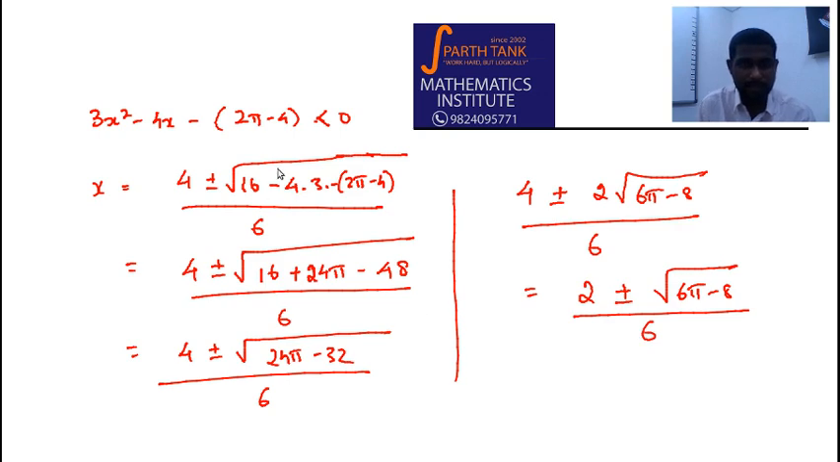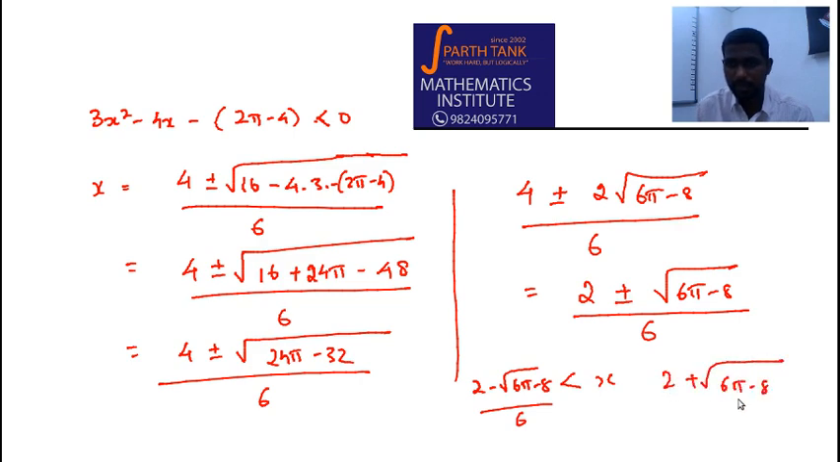So since it is an inequality less than 0, x should be between these two roots. That is 2 minus square root of 6 pi minus 8 by 3, and 2 plus square root of 6 pi minus 8 by 3.